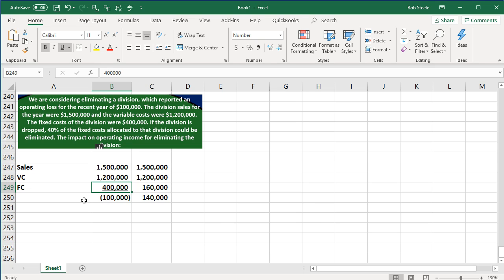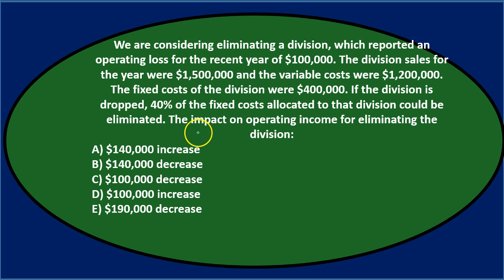And so we have to keep in mind for a decision such as this, that if we cut this division, we would actually be losing money, given the fact that we wouldn't be eliminating all these fixed costs, even though we're allocating them to that division. So we're going to have 140,000. So the question being, the impact on operating income for eliminating the division. So operating income, if we were to eliminate the division, would actually decrease, which is what we don't want. So we don't want to do it. So it could ask the question, should we do it or not? No, because it's going to decrease the operating income by 140,000.